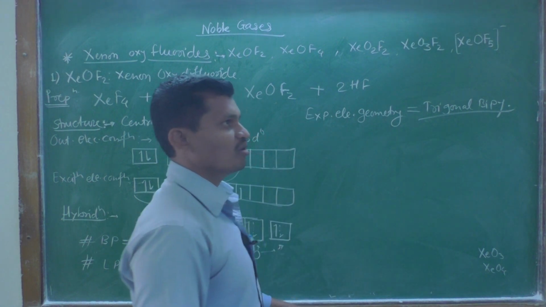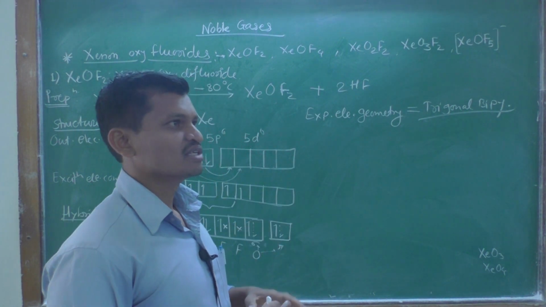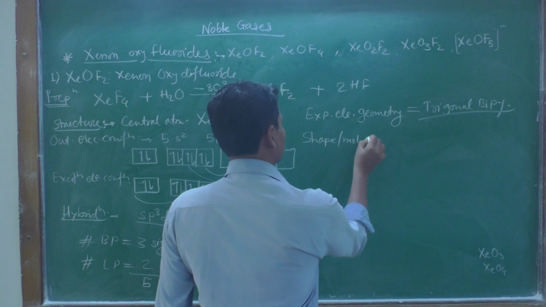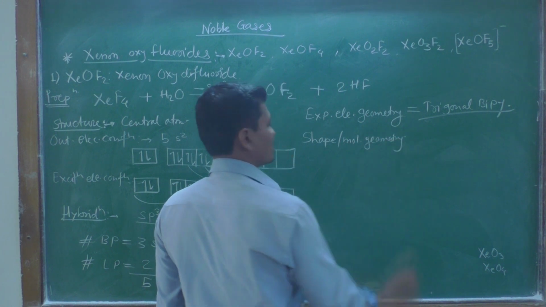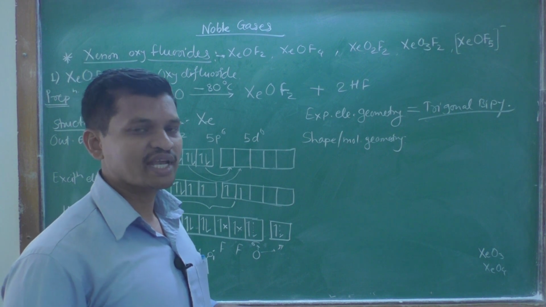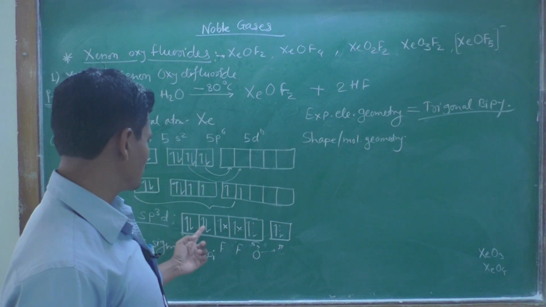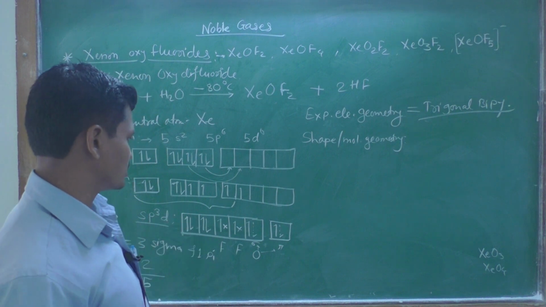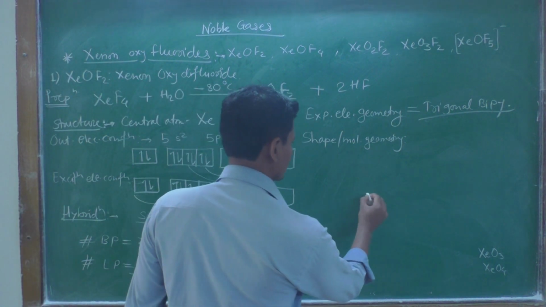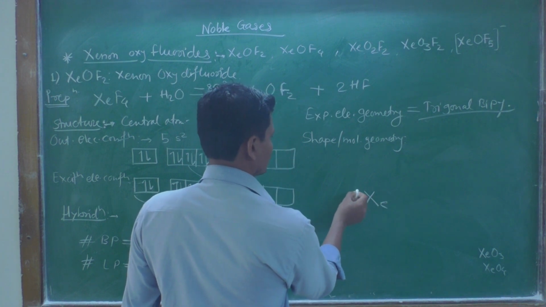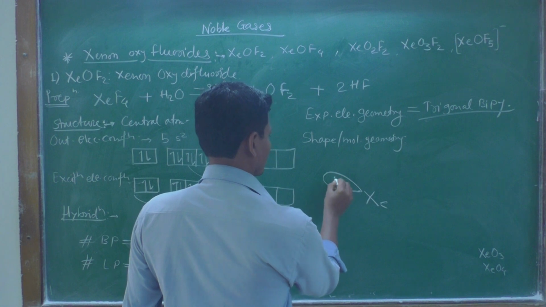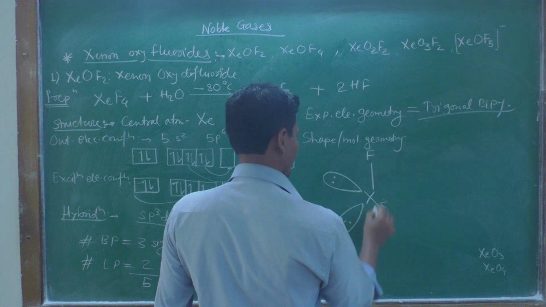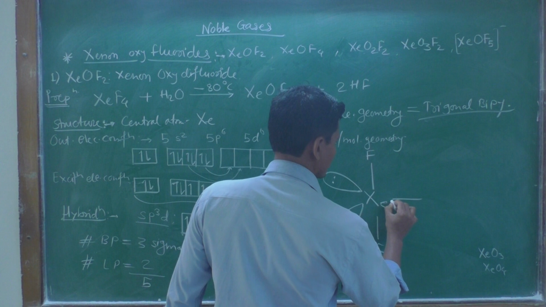But while deciding the shape of the molecule, or the molecular geometry, we are considering only the bond pairs, we are neglecting the lone pairs. Out of the 5 positions, the arrangement of these electron pairs will be like this. So this is the central xenon atom, and this is the first lone pair, second lone pair, fluorine, and this is oxygen.